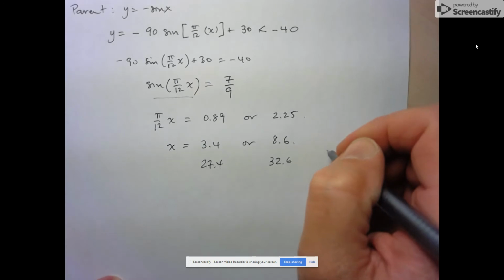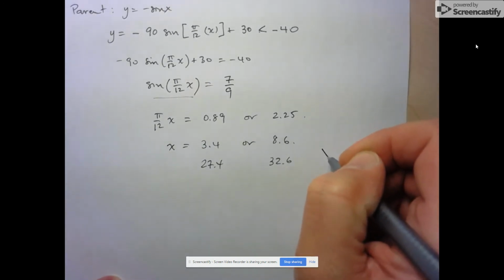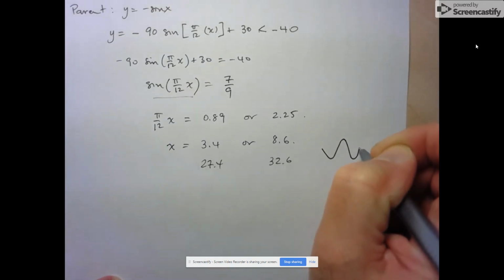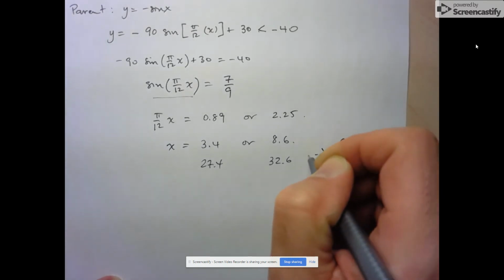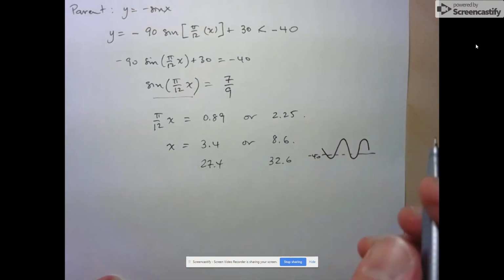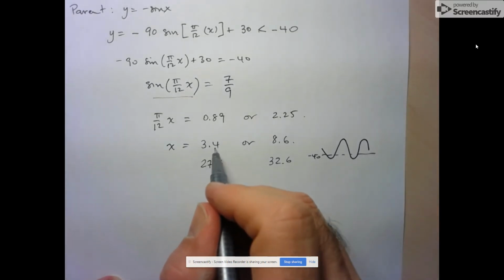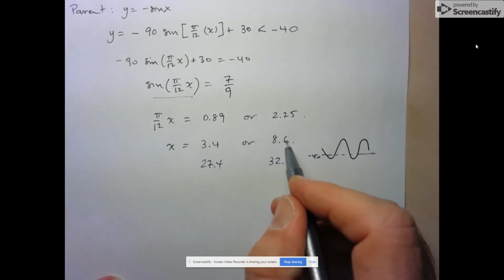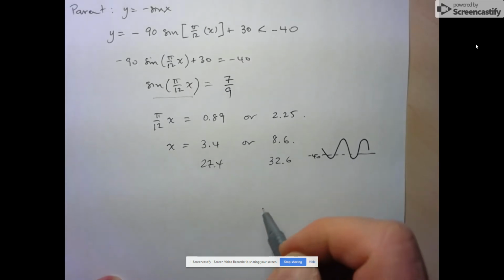So again, here, I'm going to draw a graph. So I've got my negative sine function, and I've got 2 cycles of it. Okay, and it has to be less than, say, negative 40. Okay, and we see that it's going to go below negative 40 after the first time, and then come back above after the second time, and then again from 27.4 to 32.6.